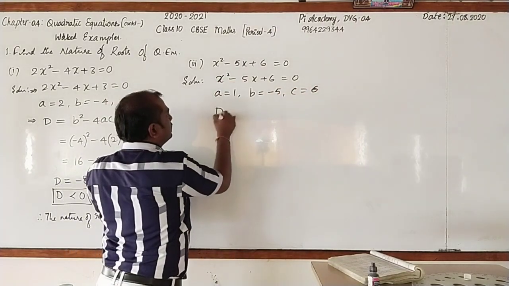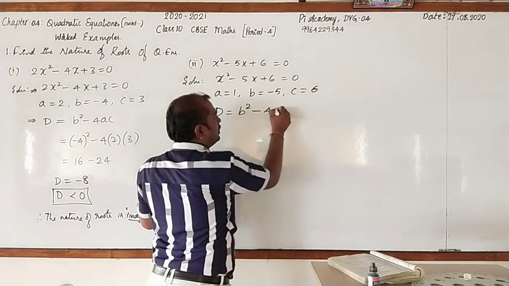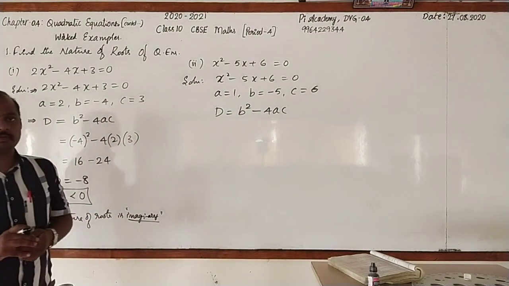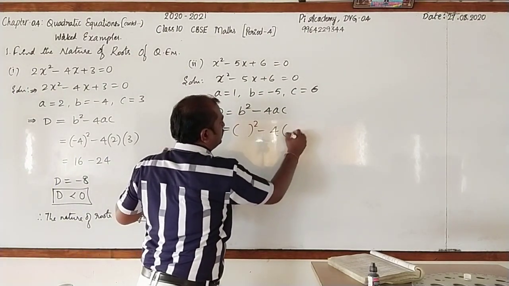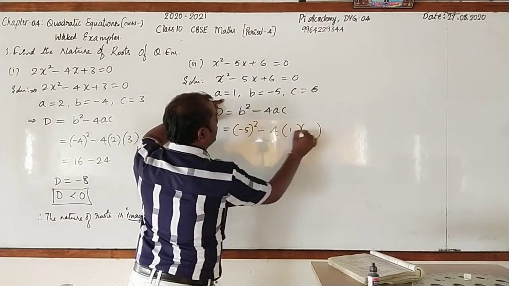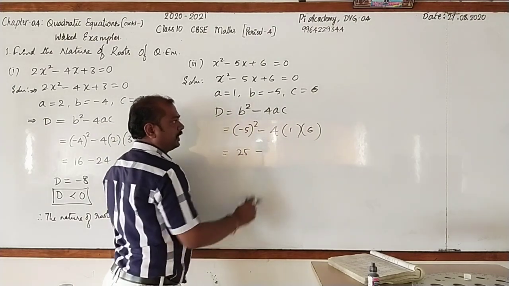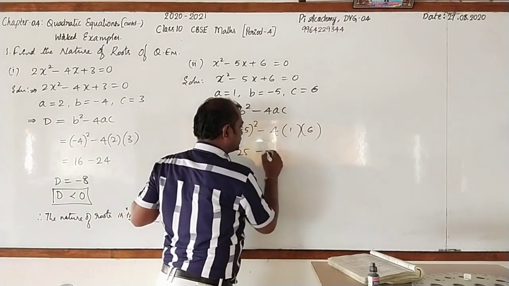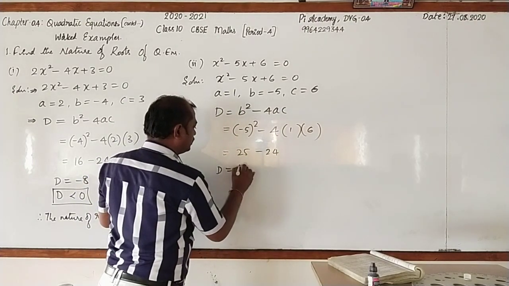To find out the nature, we should find out the discriminant value, that is D is equal to b square minus 4ac. Substitute a, b and c values. b square minus 4 into a into c. b square, b is minus 5. a is 1, c is 6. Minus 5 whole square, 25, minus 4 ones are 4, 4 sixes are 24. 25 minus 24, 1. D is equal to 1.